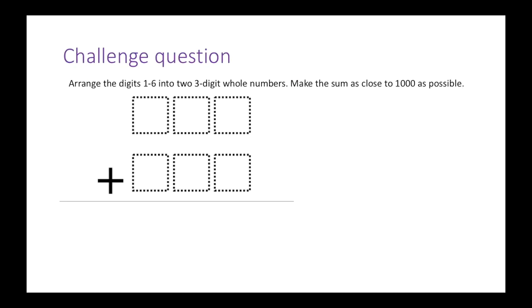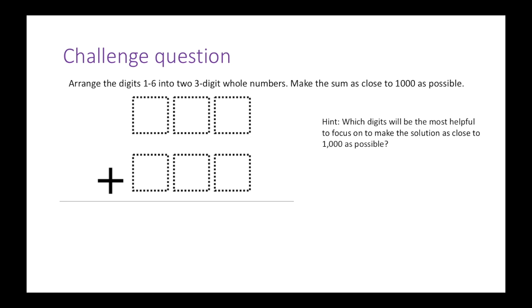Okay, before we close out our video today, let's look at a quick challenge question. Arrange the digits in these boxes, digits 1 through 6, into 2 three-digit whole numbers. Make the sum as close to 1,000 as possible. So you're going to take 1, 2, 3, 4, 5, and 6, and put them in these boxes, arranging them in different ways. You can't repeat any numbers. Try to see if you can get as close to 1,000 as possible without going over 1,000.